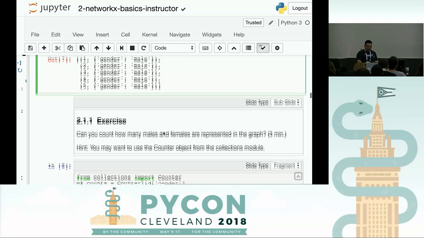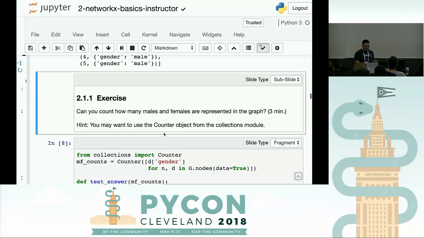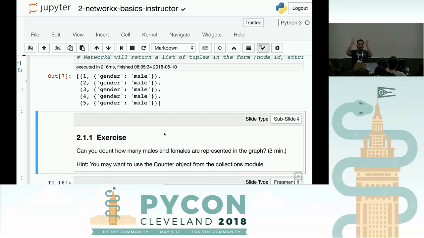So what I'd like you to do is to count how many male and female students are represented inside this data set. Knowing what you know about Python, do some form of looping to count how many students are male and how many students are female. And when you're done, give me a thumbs up.